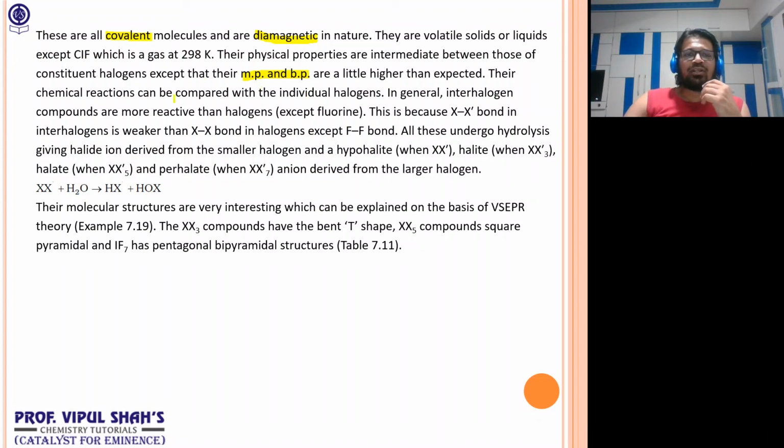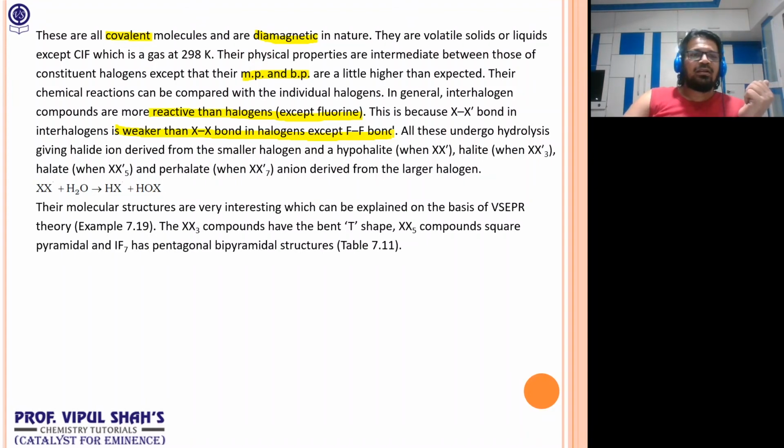In general, interhalogen compounds are more reactive than halogens, except for fluorine. The X-X' bond in an interhalogen is weaker than the X-X bond in a halogen, except fluorine-fluorine, and that is a very important point. I told you the reason there. The F-F bond is weaker. Why? We discussed it: the bond dissociation enthalpy of the F-F bond is low because of interelectronic repulsions. And why are interhalogen bonds weaker? Because of polarization, the difference in electronegativity. Pure halogen atoms have no difference in electronegativity, which is why they are stronger as compared to the interhalogen bonds.